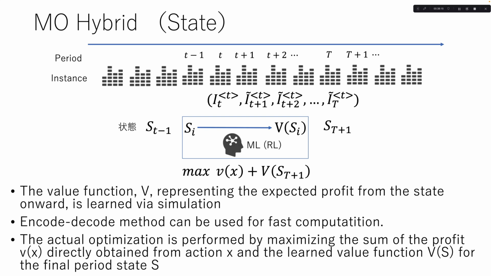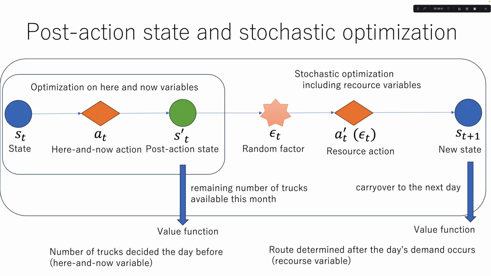The fourth component is the state. The state is used to handle information outside the planning period. The value function, v, representing the expected profit from the state onward, is learned via simulation. The actual optimization is performed by maximizing the sum of the profit v(x) directly obtained from action x and the learned value function v(s) for the final period state s. Note that there are 2 states to consider, the post-action state and the state after a random event occurs.